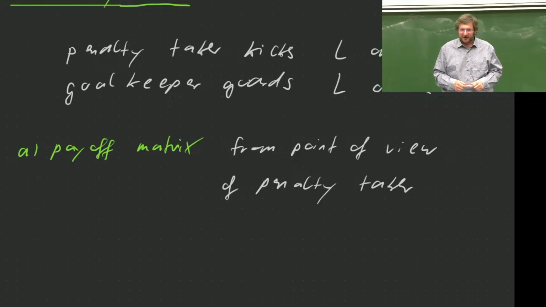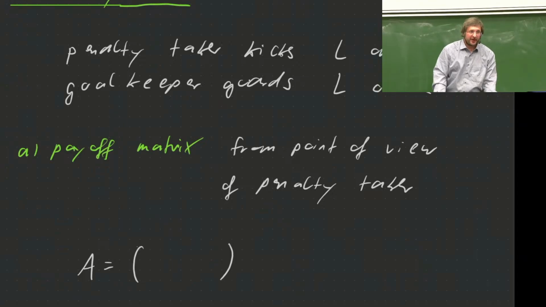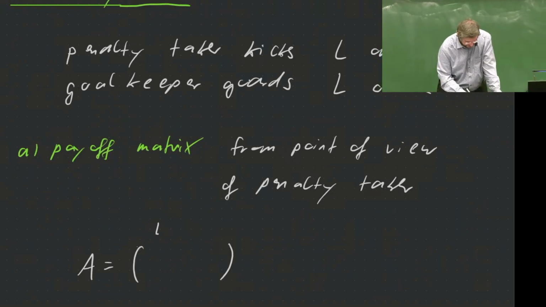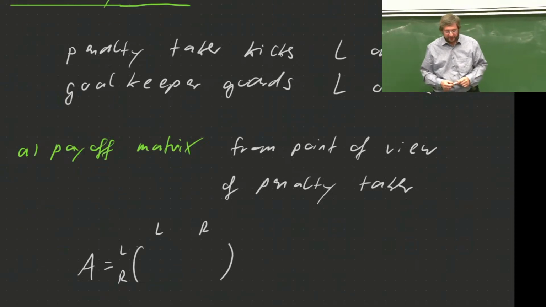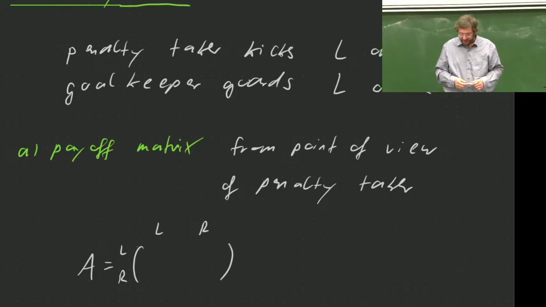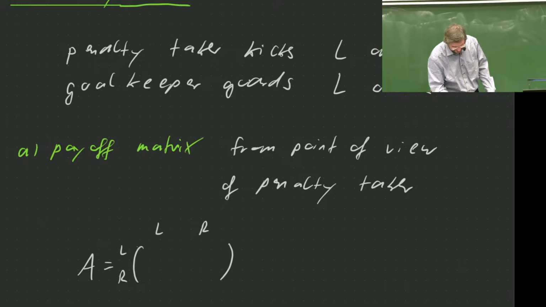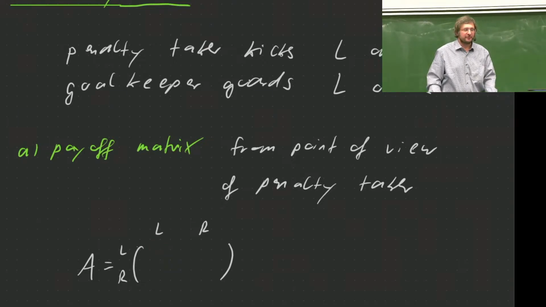All right, I guess you're done. So let's take a quick look at what that payoff matrix will look like. Obviously, we have two strategies for each player, right? We call those left and right. The goalkeeper is our row player, and the penalty taker is our column player. So what is the payoff for this left-left situation?